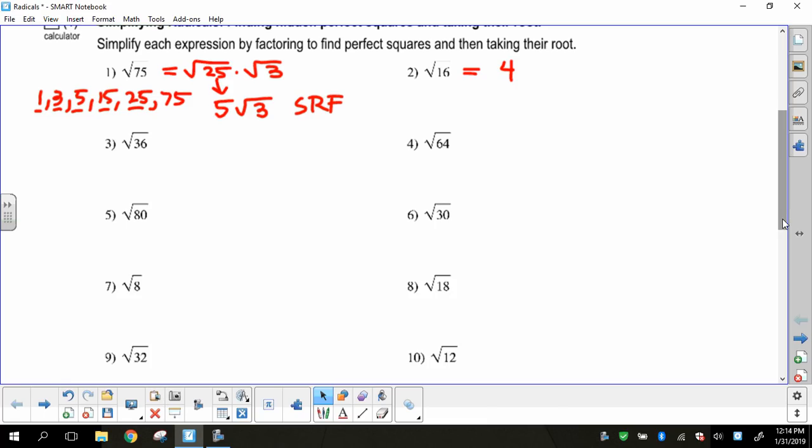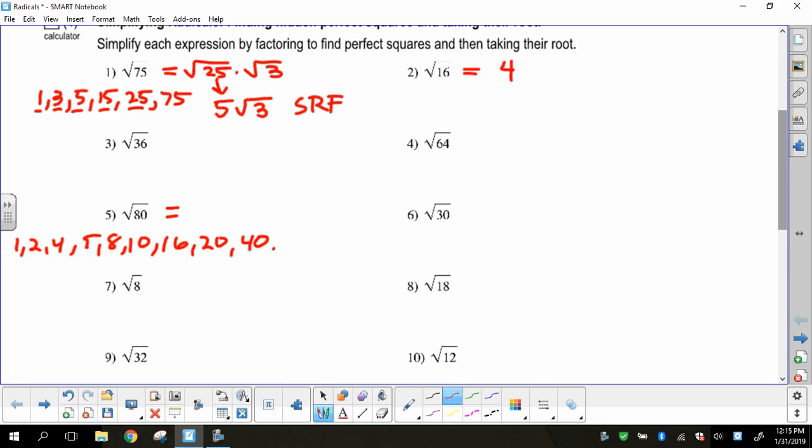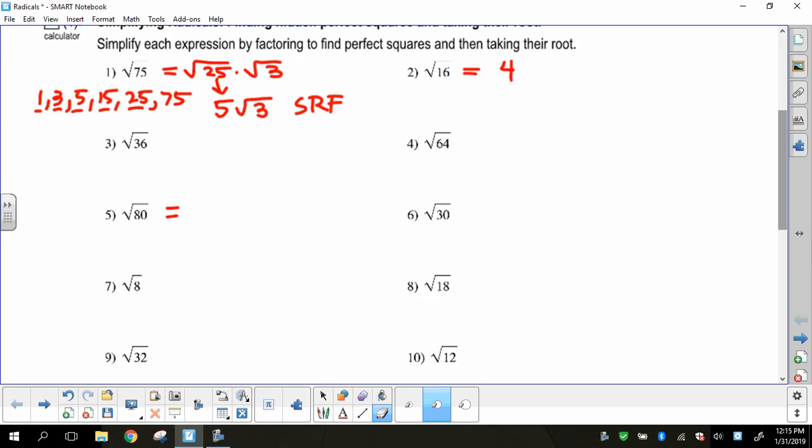Let's do the square root of 80. So we want to think about what perfect square factors 80 has. The factors of 80 are 1, 2, 4, 5, 8, 10, 16, 20, 40, and 80. So the greatest perfect square factor of 80 is 16. So we're going to use that in writing our simplified expression.